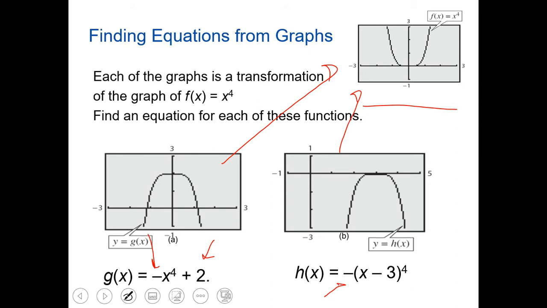Hence the reflection over the x-axis on the outside. It also appears that the vertex was moved 3 units to the right, which is why you're going to have x minus 3 inside of the fourth.